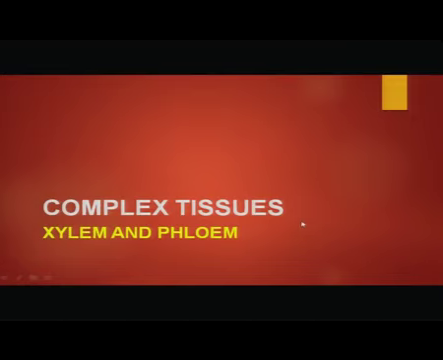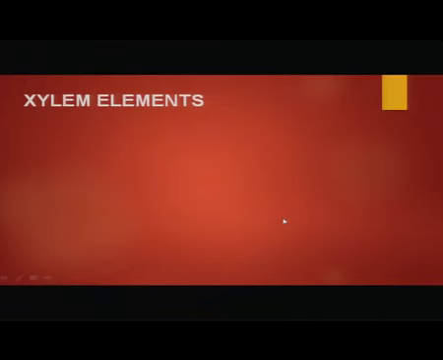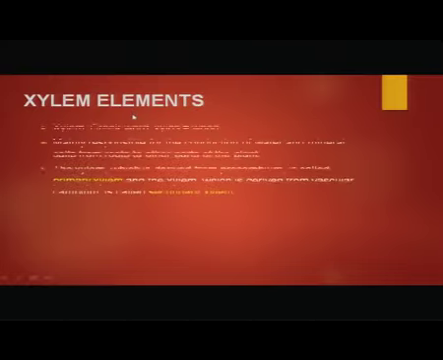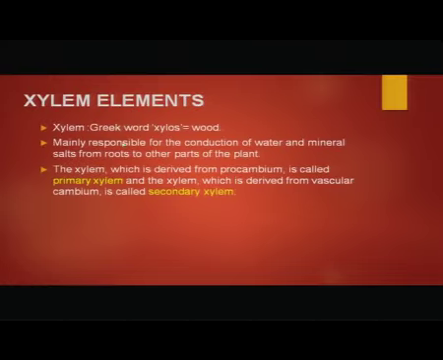This was all about the simple permanent tissues. Moving on to the complex permanent tissues. Complex permanent tissues, I shall recall, are those which have more than one type of cells, and here we will study xylem and phloem. The xylem elements, as I just said, complex tissues have more than one type of cells, and the cells here in xylem are known as xylem elements. The word xylem has been derived from a Greek word xylos, which stands for wood.